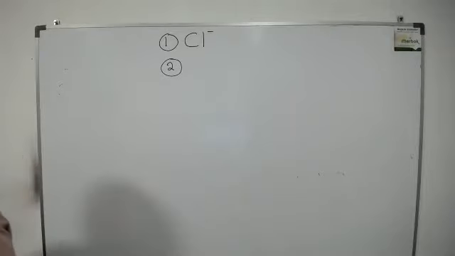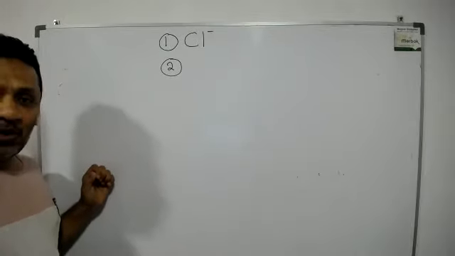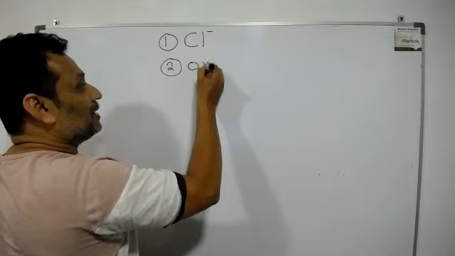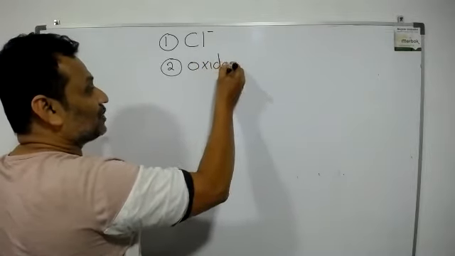State whether it is oxidation or reduction taking place in the positive pole. Cl minus going there, no? So confirmly oxidation will take place.